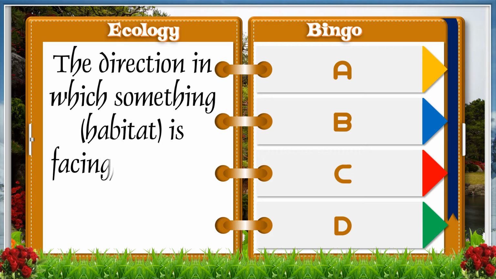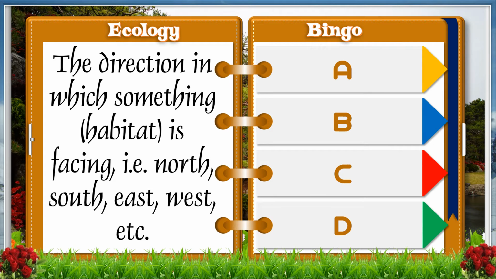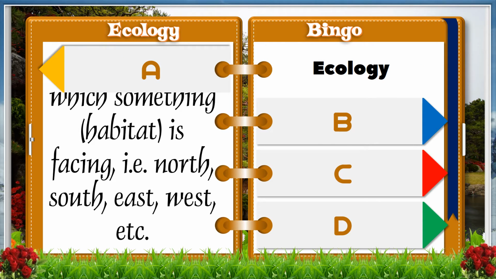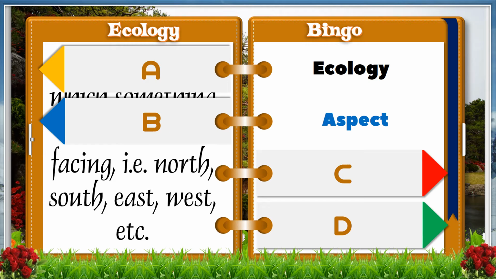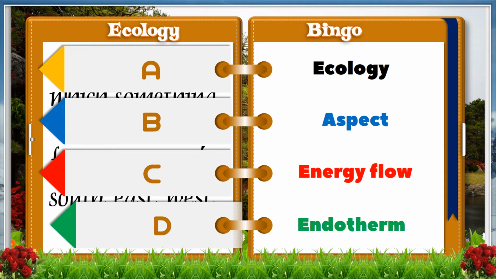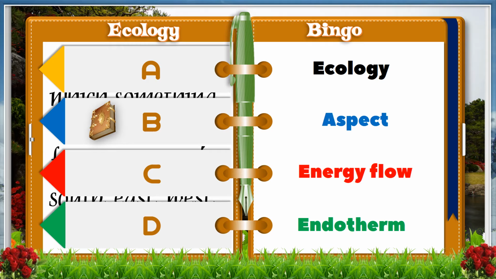The direction of which something, for example, a habitat, is facing, i.e. north, south, east, west, etc. A, ecology. B, aspect. C, energy flow. D, endotherm. The answer is B, aspect.